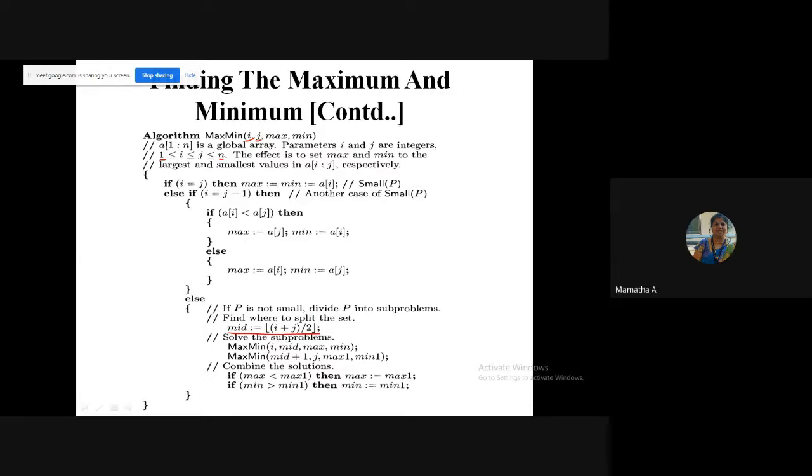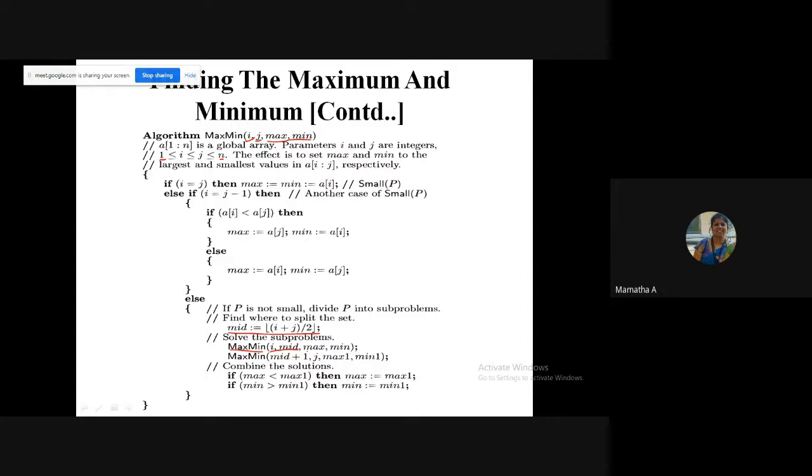Then solve the sub problems. My algorithm name is maxmin. So I will call maxmin, in brackets, I comma j. So what is the size of my first sub problem? The indices are now I comma mid. And you can just observe here, there are two other parameters, max and min. What do these max and min contain? They will contain the maximum and the minimum values present in A of I comma j.